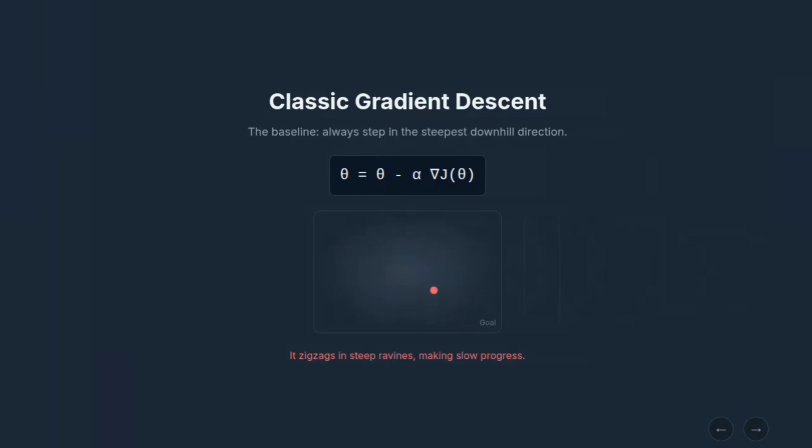But here's the problem. Classic gradient descent can be painfully slow and inefficient. It's like a hiker who forgets every step they've taken. No memory, no momentum, just blindly following the immediate slope. In landscapes with steep ravines, which are common in deep learning, vanilla gradient descent zigzags back and forth, making very little progress toward the actual minimum.